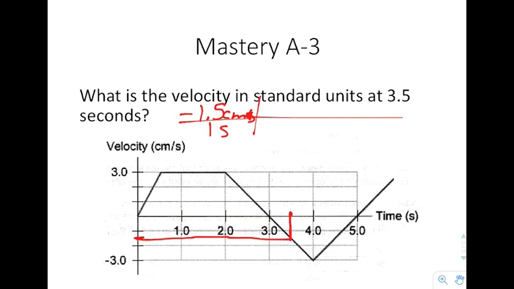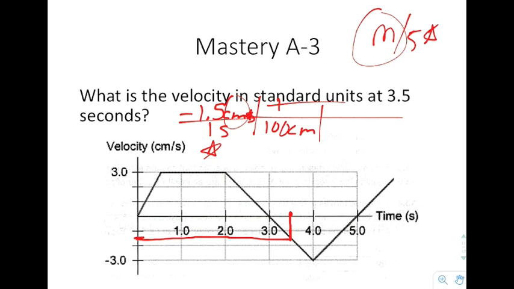Now we want to convert it because we want to be in standard units. The standard unit that we have for velocity or speed is going to be meters per second. Well, now the seconds matches up. I'm in seconds and that's good, but what doesn't match up is meters and centimeters. So what I'm going to need to do is convert the centimeters value into meters. To do that, I say there are 100 centimeters in 1 meter, and now I'm in meters per second.